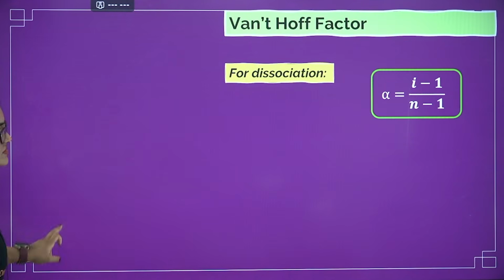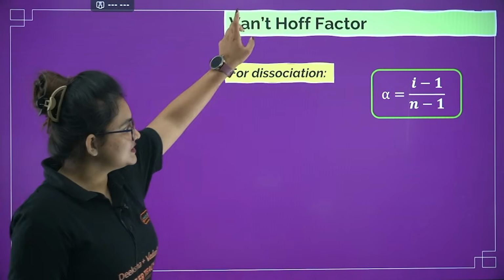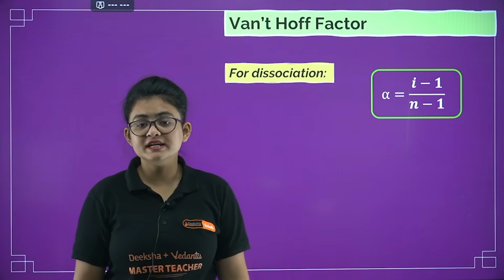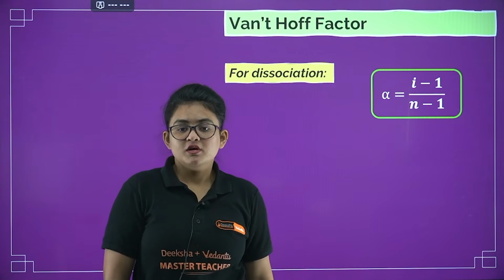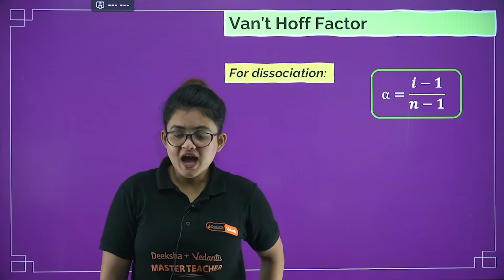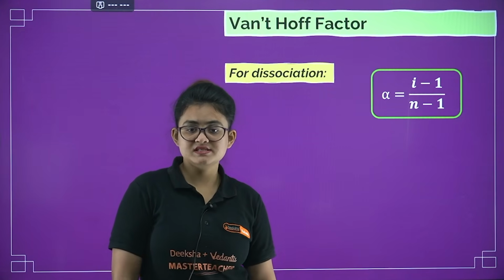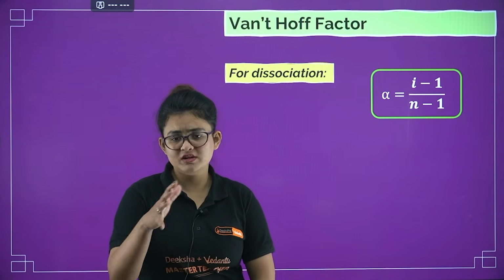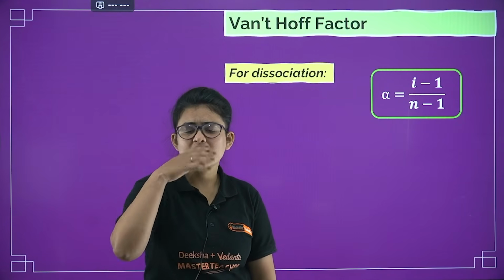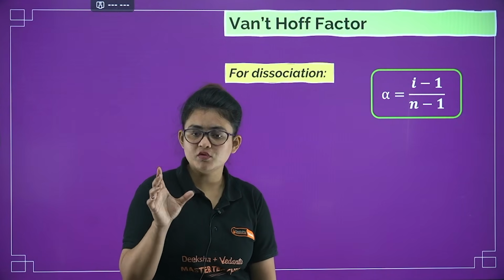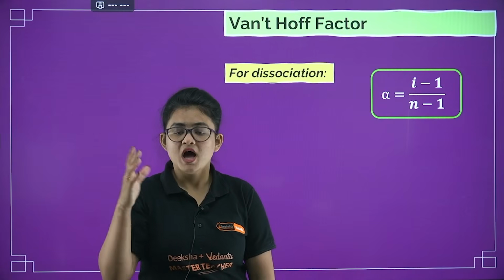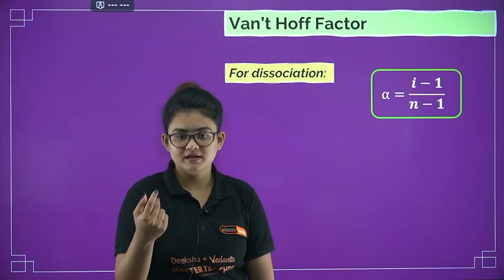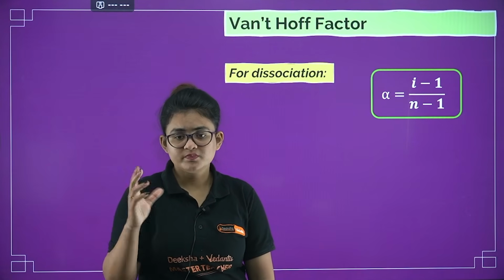And next, for association, this is in terms of alpha. Alpha means degree of dissociation, right? So for the dissociation case, it can be alpha = (i - 1) divided by (n - 1). What is n? n is the effective number of particles. Let's say I am having NaCl. NaCl will break down into Na+ and Cl-. So after dissociation, it will be 2 particles, right? So n will be 2, like that.